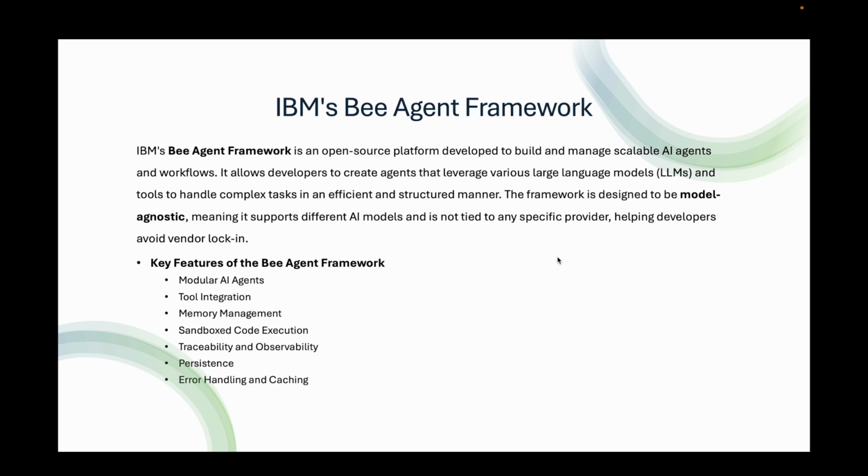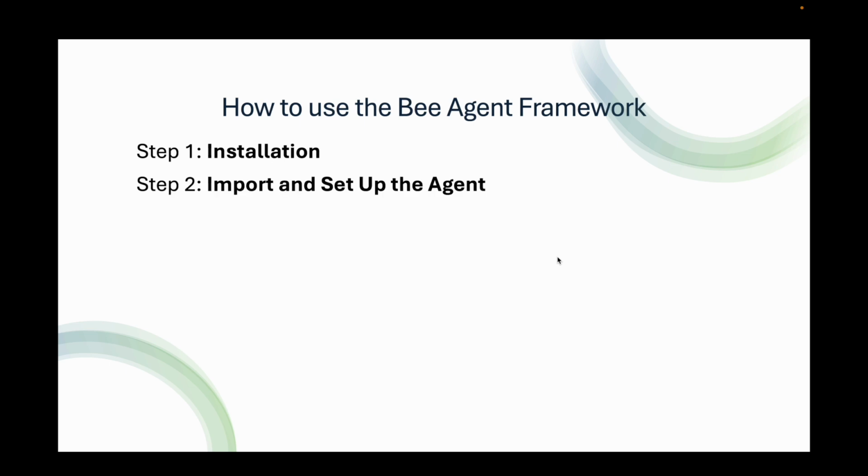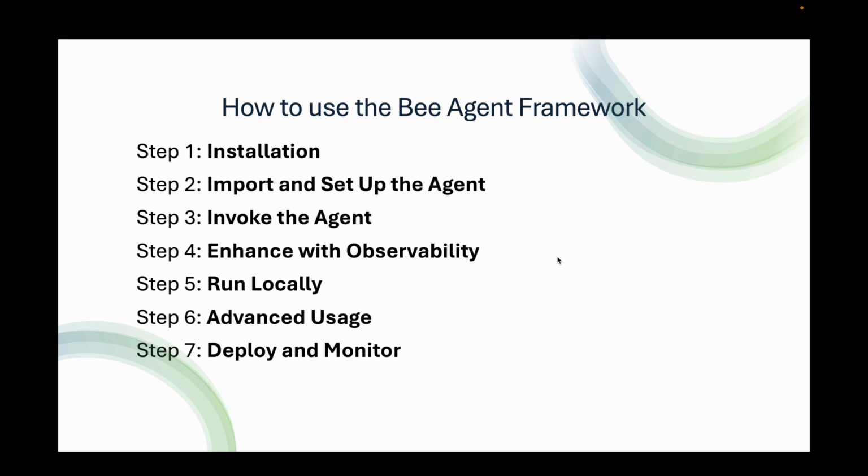So let's get started. Here is a step-by-step guide. So how do we use Bee Agent Framework to build and run an AI agent? There are a bunch of steps that we'll follow. First step is installation. Step 2 is import and set up the agent. Step 3 is invoke the agent. Step 4, you'll enhance with observability. Then step 5, I'll show you how to run it locally. Step 6 is advanced usage. And step 7 is deploy and monitor. So let's get started into the hands-on.